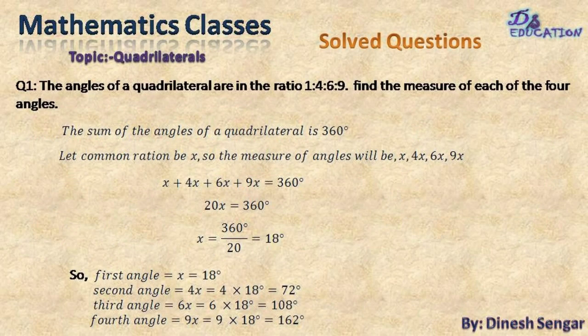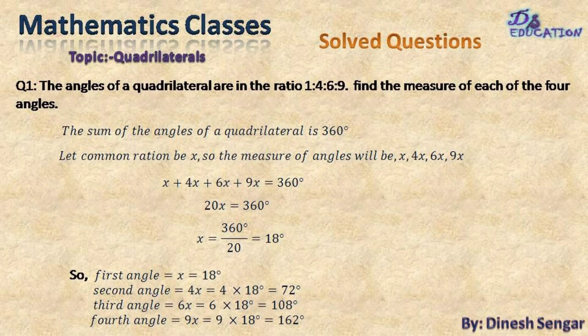Now let us discuss a question on how to solve problems related to quadrilaterals. The angles of a quadrilateral are in the ratio 1:4:6:9. Find the measure of each of the angles. Let us solve the question. The sum of angles of a quadrilateral is 360, it is a property. Let the common ratio be x. So the measures of the angles will be x, 4x, 6x, 9x.